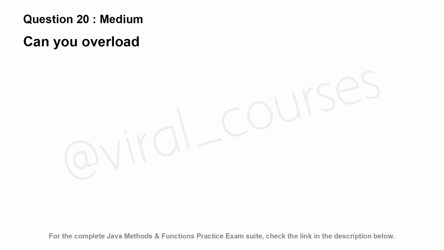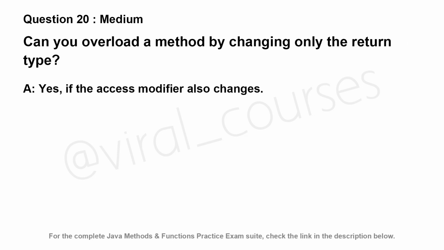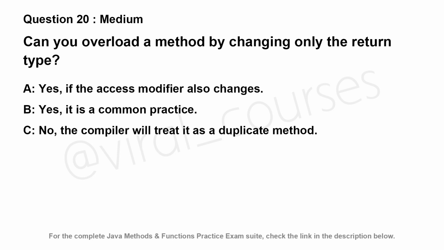Can you overload a method by changing only the return type? Option A. Yes, if the access modifier also changes. Option B. Yes, it is a common practice. Option C. No, the compiler will treat it as a duplicate method. Option D. Only if the method is static.